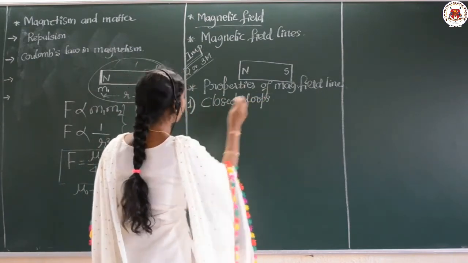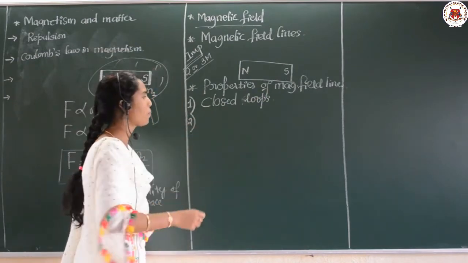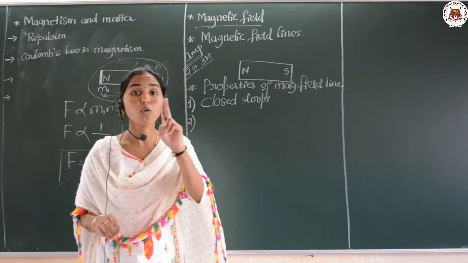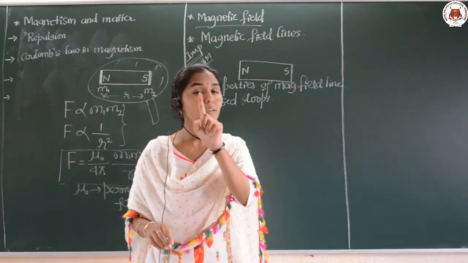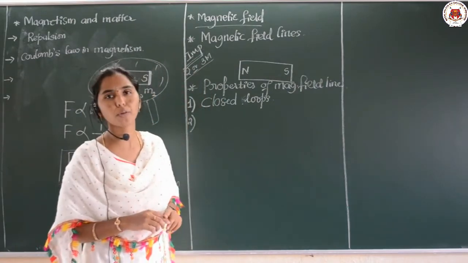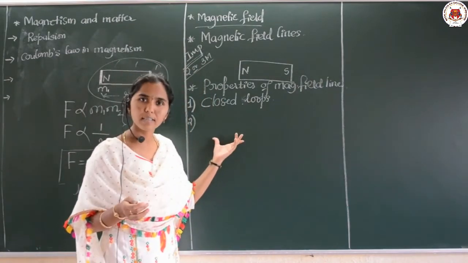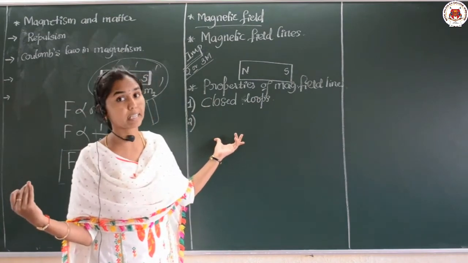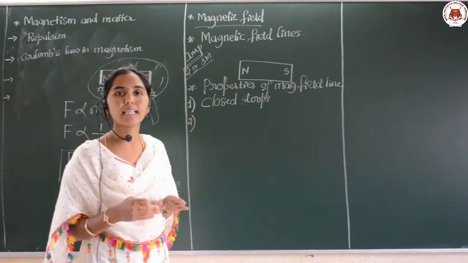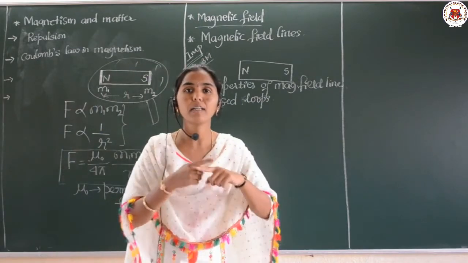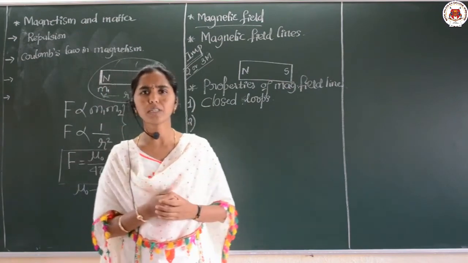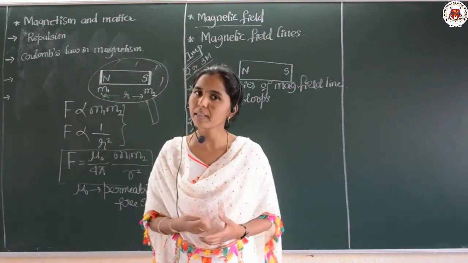Closed loops. The second main property is that two magnetic field lines will never intersect each other. This is another most important property, and the same point you already talked about in the electric field lines also, right? The second property is that two magnetic field lines will never intersect each other. Then my question: if they intersect, what will be the result?